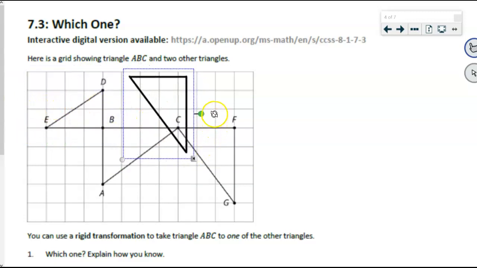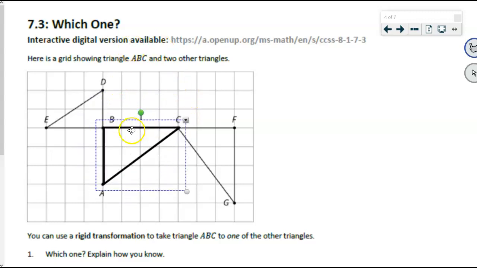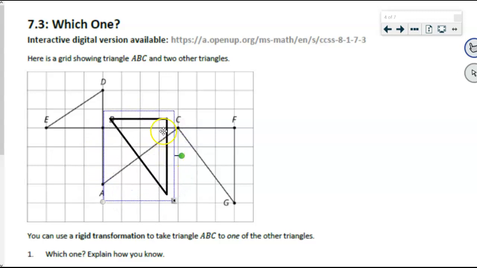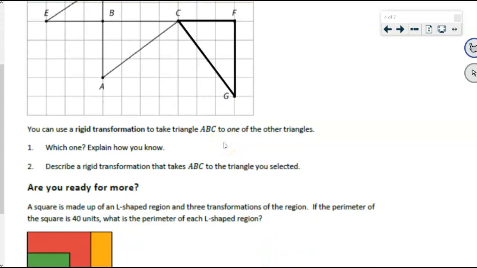So which one is the one that is the rigid transformation? Let me go all the way back to the original. So I know that it's not EBD, but if I rotate this triangle, and then I can translate it, sliding it into place, then we can see that it does line up perfectly with CFG. So we can use a rigid transformation, meaning rotations, translations, and reflections, and it will get us to CFG. How do I know that that is the one that worked? Well, I know this because triangle CFG has the same angle measures and side lengths.